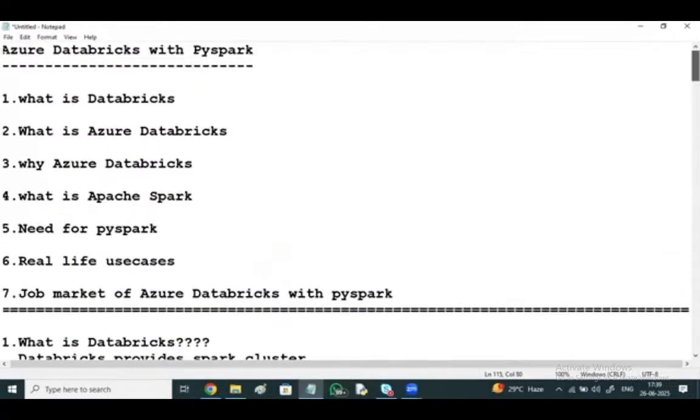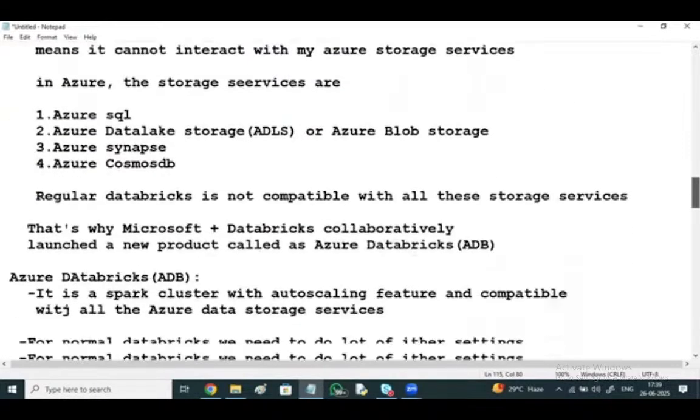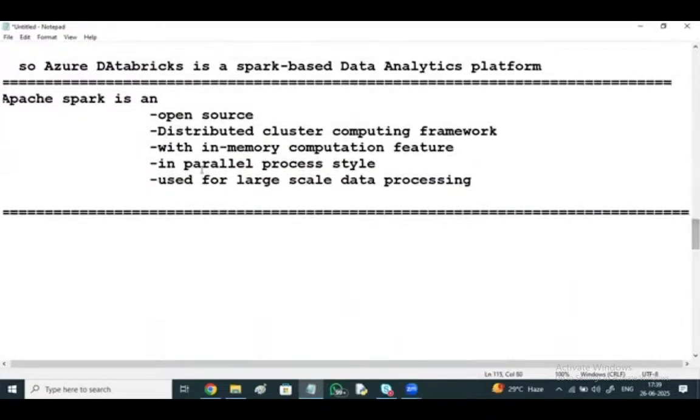Understood what is a Databricks, why Azure Databricks, and what is Apache Spark. I was defining Apache Spark. So it is an open source distributed cluster computing framework with in-memory computing feature in parallel process style used for large scale data processing.